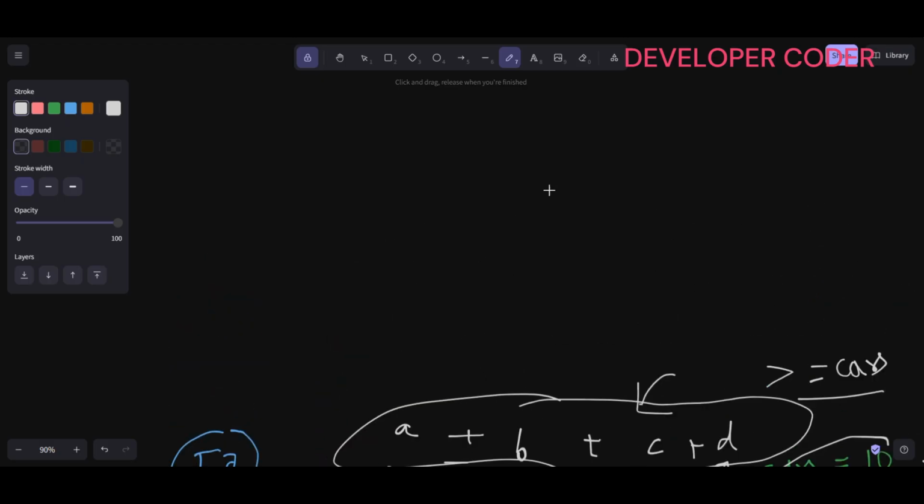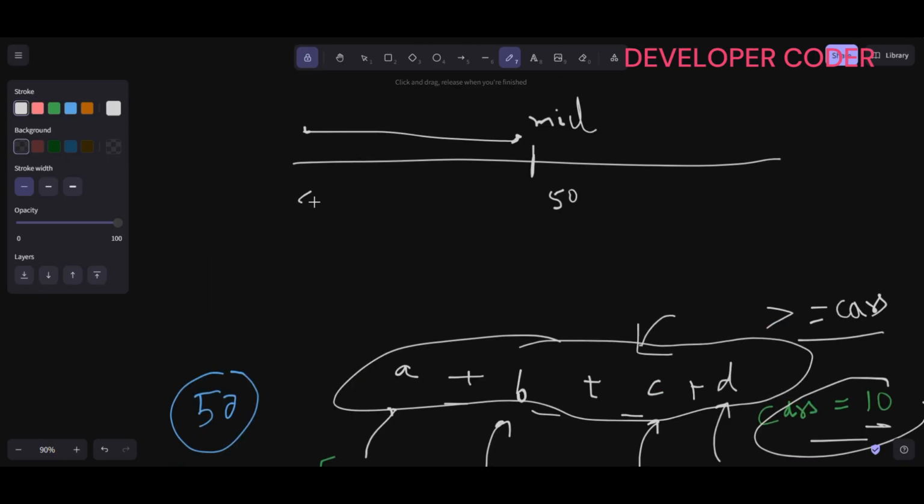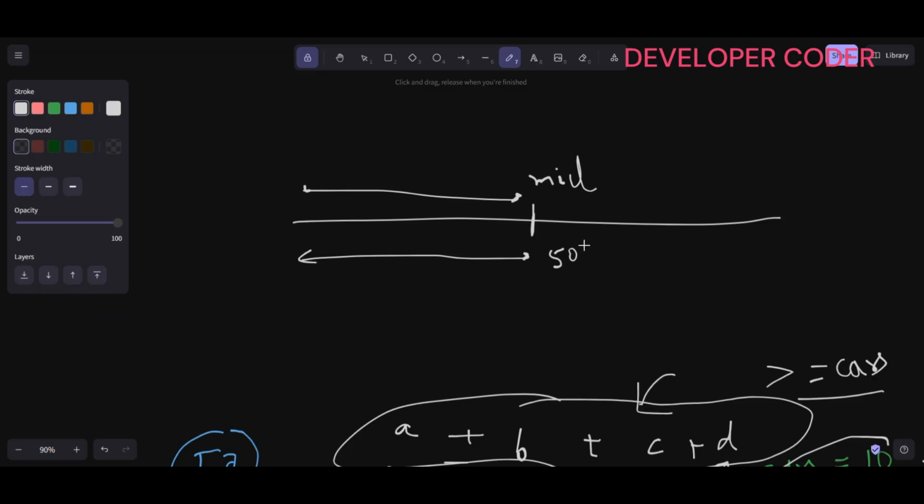Initially it's 100, then we get mid as 50. Now I see that in 50 minutes we are repairing more cars than the assigned 10. So I have to check in this range. This is the binary search approach, right?